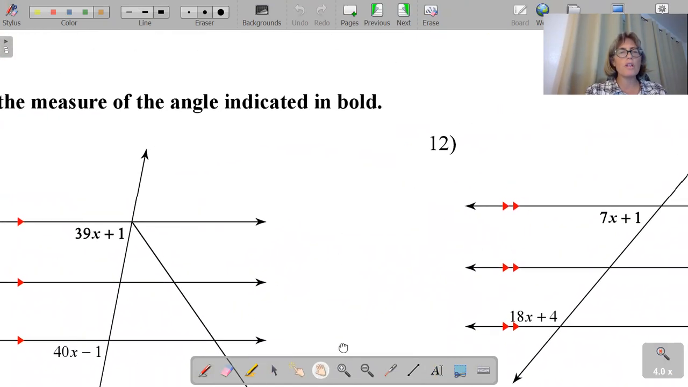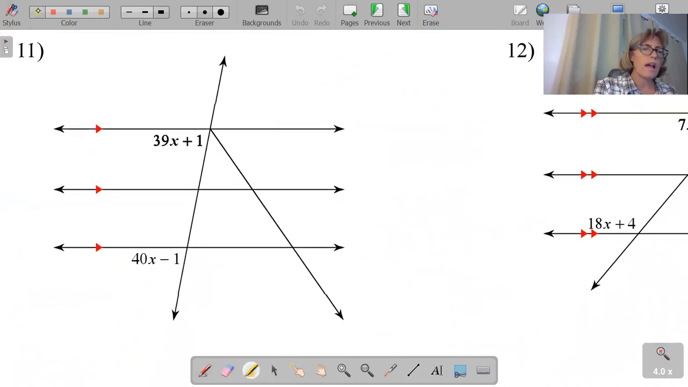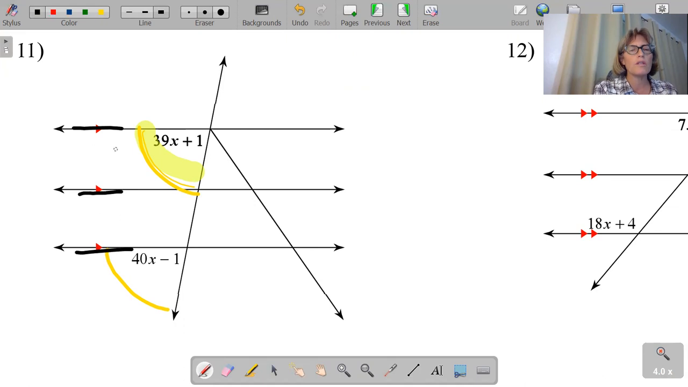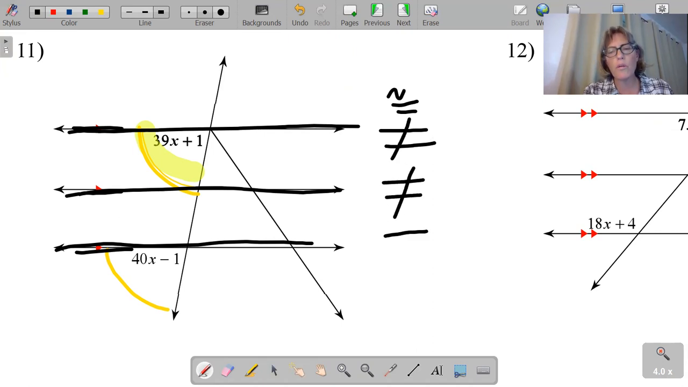Okay, it says find the measure of the angle indicated in bold. However, I would get in the habit of finding everything possible, so that's the bold angle. You want to sweep here, and now you need to look in your reference booklet, and since we're dealing with parallel lines, you are looking for one of these 4 angles. They are the congruent angles. There's 3 of them.